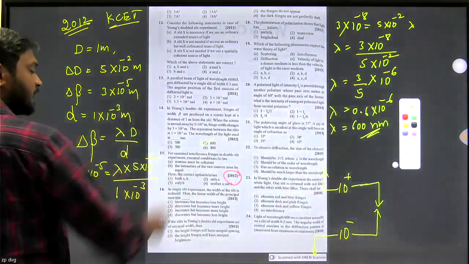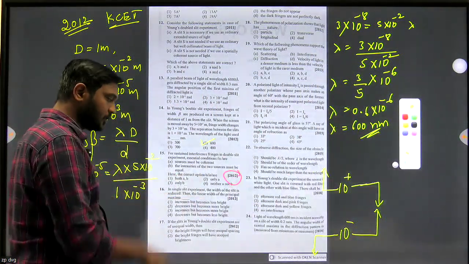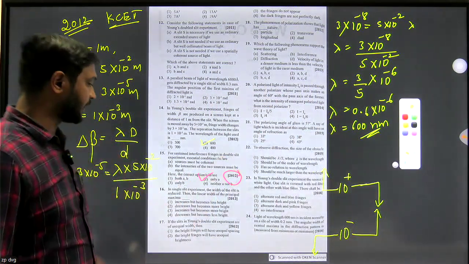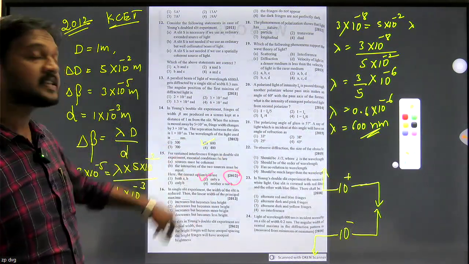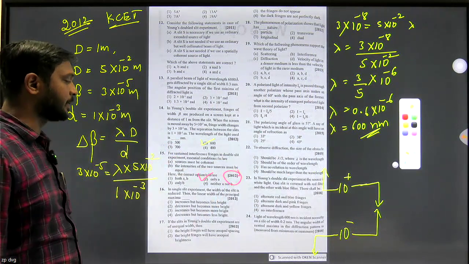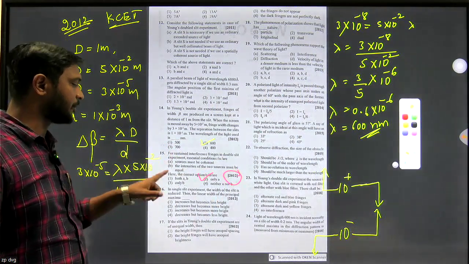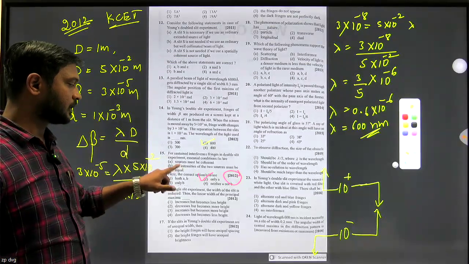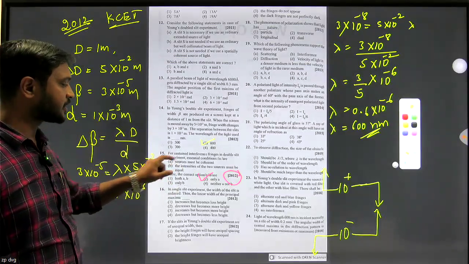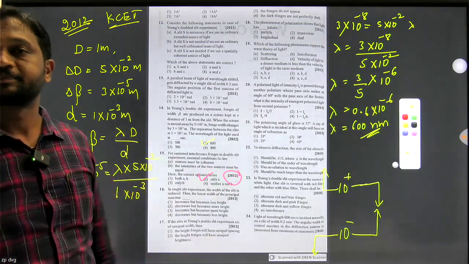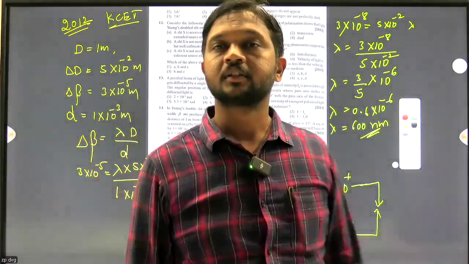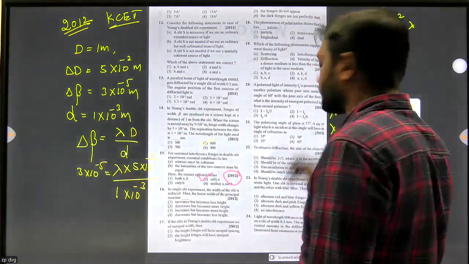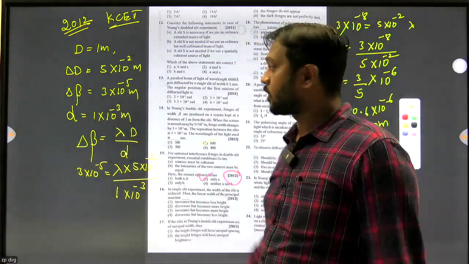So here, is the correct option both A and B? Wrong. Only A is correct. Option 2 is correct. For sustained interference fringes in the double slit experiment, only statement A is correct: sources must be coherent. Clear? Next one, we move on to the next one.